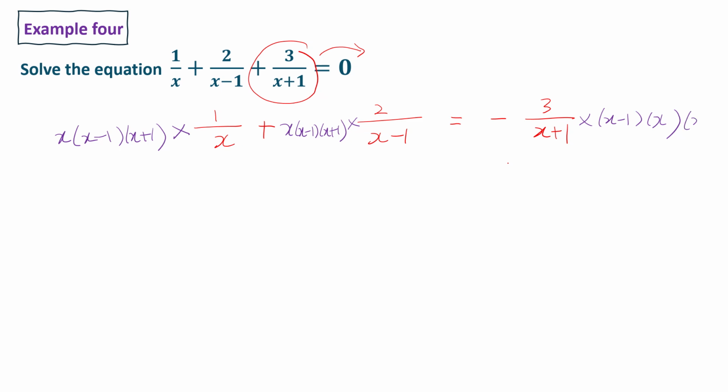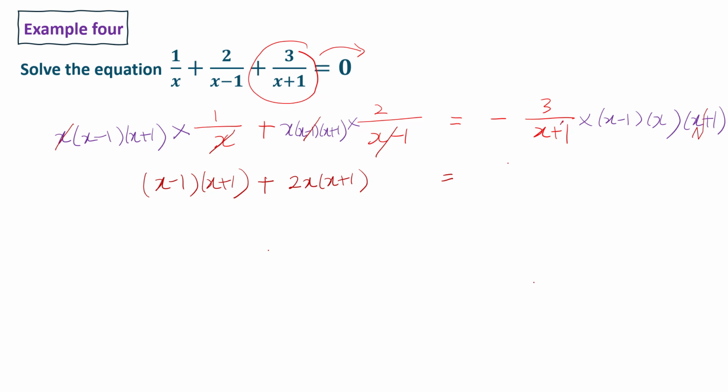And I missed out the x plus 1 here. All right, so this will give me x minus 1 and x plus 1, because the x and the x can be cancelled off, and the x minus 1 and x minus 1 can be cancelled off. So that gives us 2 times x(x plus 1).